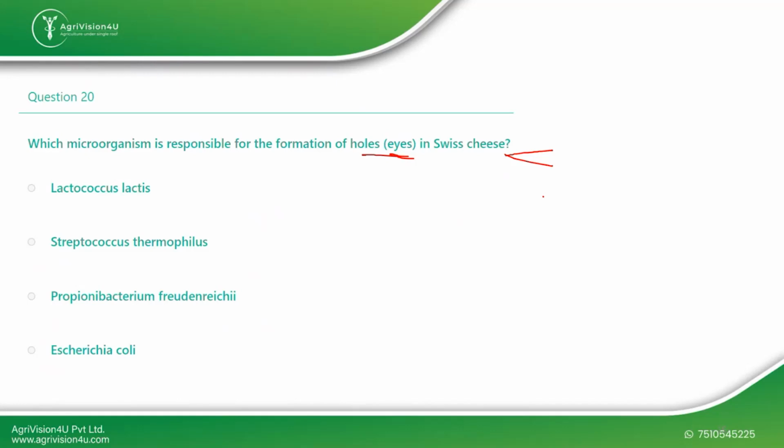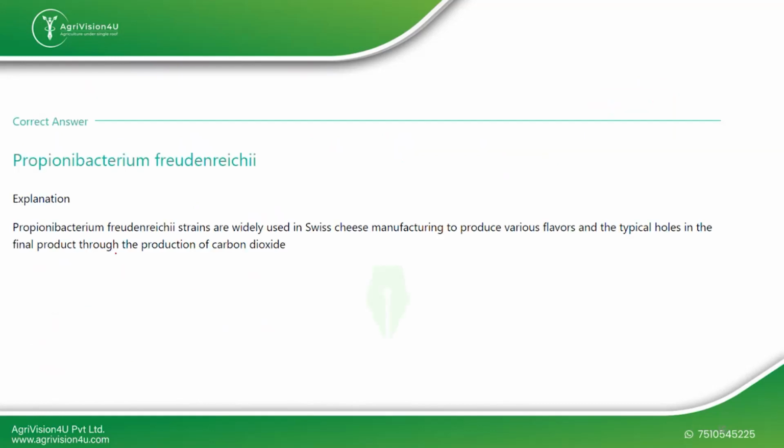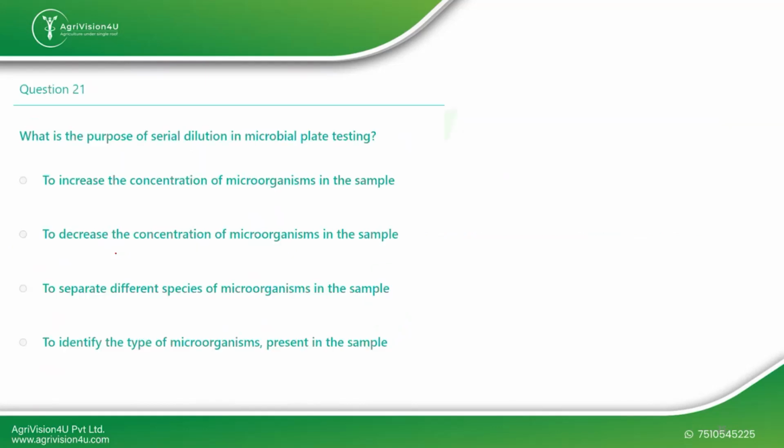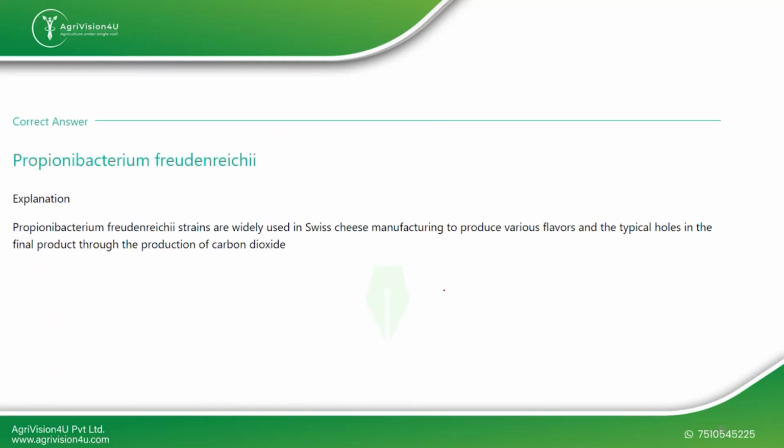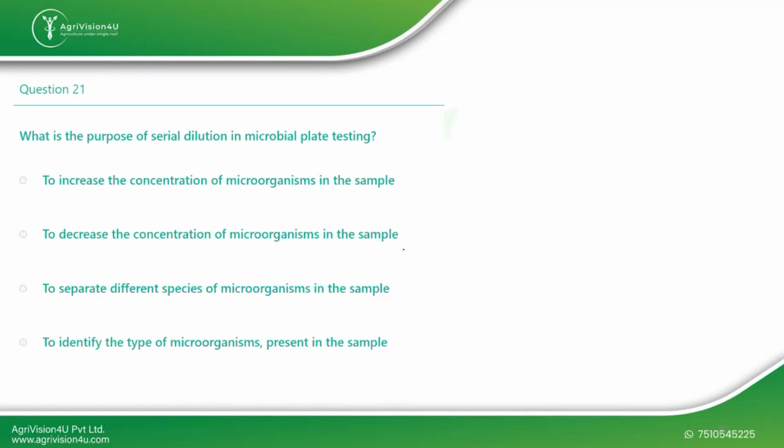Now, Swiss cheese will look like this. This is your cheese cube, and it will have holes, and these holes are known as the eyes. So this is the Swiss cheese. The microorganism responsible is Propionibacterium freudenreichii. So this is the correct answer. And why are the holes there? Holes are there through the production of CO2. That's why holes are formed.